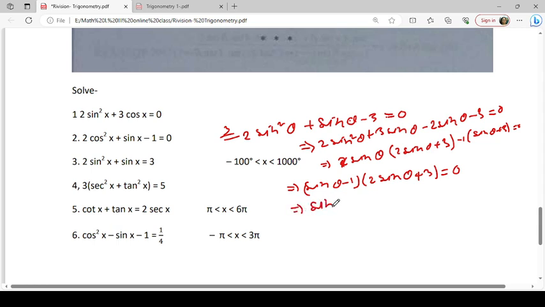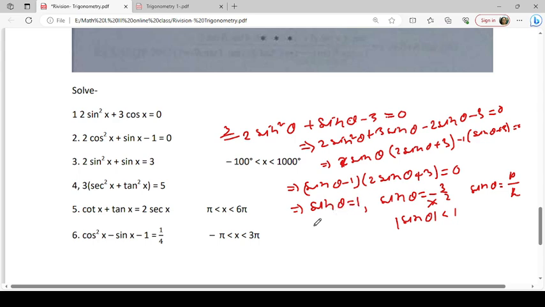Then the roots are sine theta equal to 1 or sine theta equal to minus 3 by 2. And we know sine theta always lies between plus and minus 1. Sine theta cannot be greater than 1 because sine theta means perpendicular by hypotenuse, and the hypotenuse is always greater than the perpendicular. So that is why sine theta cannot be greater than 1. So this root is rejected, and our value is sine theta equal to 1.